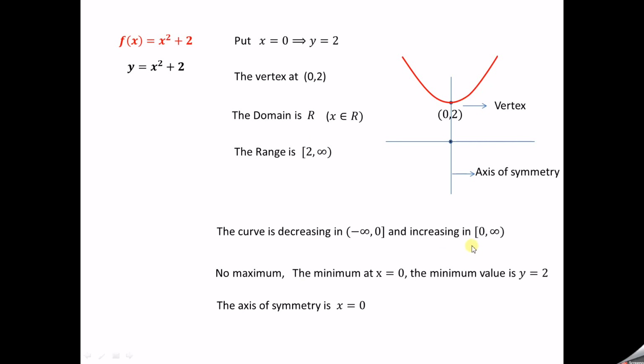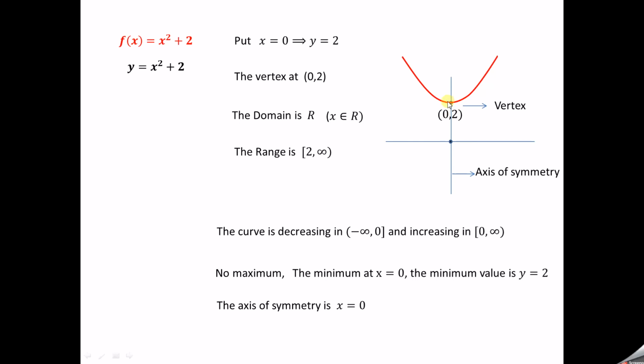So it has a minimum, and what is the minimum value of the curve or y? The minimum value of y is 2 and it occurs when x is 0. So we write here, the minimum is at x equals 0 and the minimum value of y is equal to 2. And again, axis of symmetry.